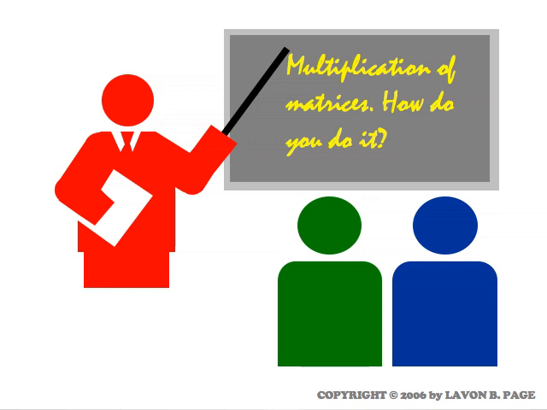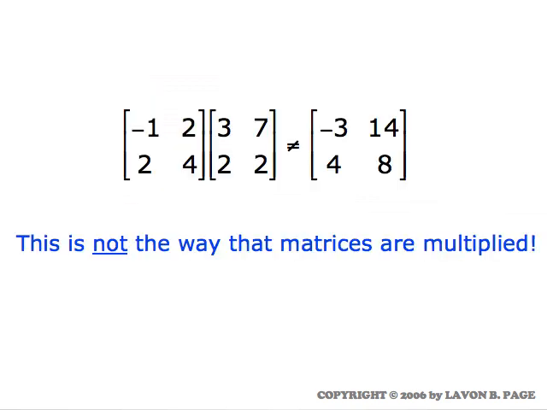This movie is about multiplication of matrices. How do you do it? The first thing to recognize is that it's not the way you might think. You don't multiply just term by term.